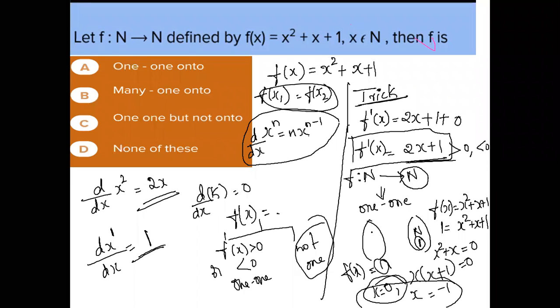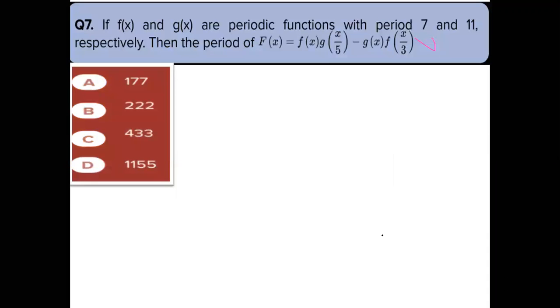But what is our domain? The domain is natural numbers. Do 0 and minus 1 come in the natural numbers? No. So 1 has no mapping. So this function is not onto. So the correct option is option C. Okay, we'll move on to the next question.